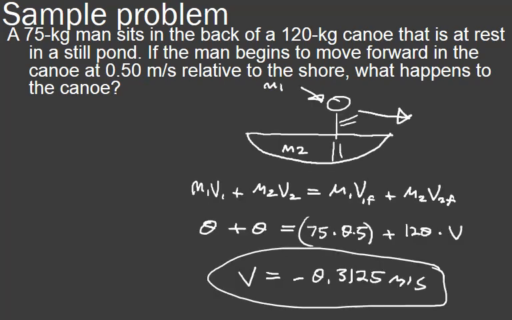All right, so initially their velocities are 0, both are 0, and then we're looking for the final. We know the mass, we know the final velocity of the man is positive 0.5 if you set up the man as going from left to right. So therefore, the canoe's going to go back, and the reason that the speed is less is because it has more mass. The canoe itself has more mass.